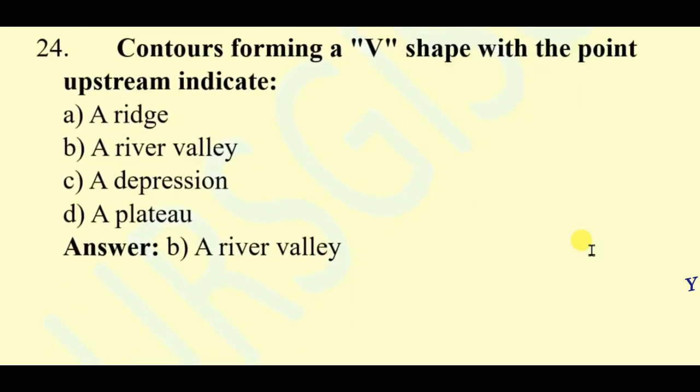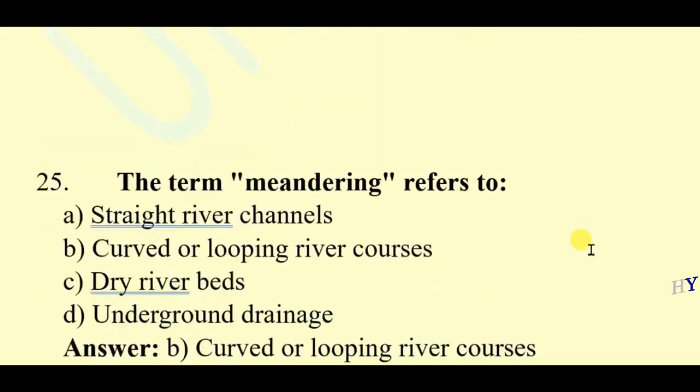Question 24. Contours forming a V shape with the point upstream indicate a ridge, a river valley, a depression, a plateau. Here the right answer will be a river valley.